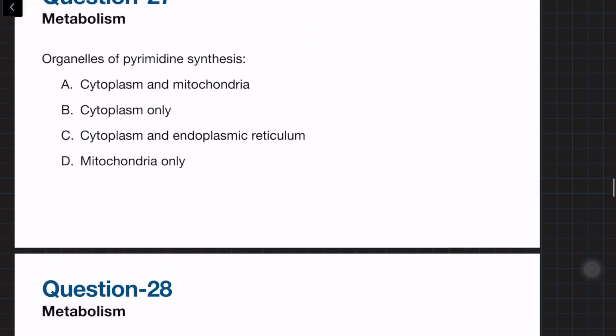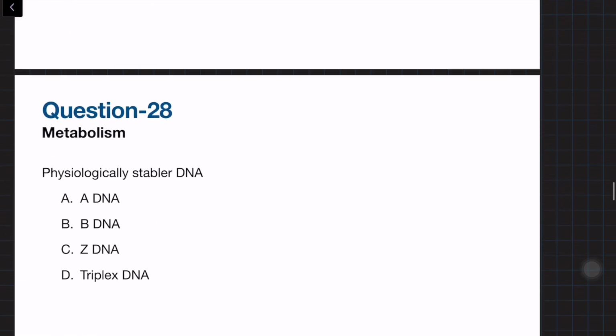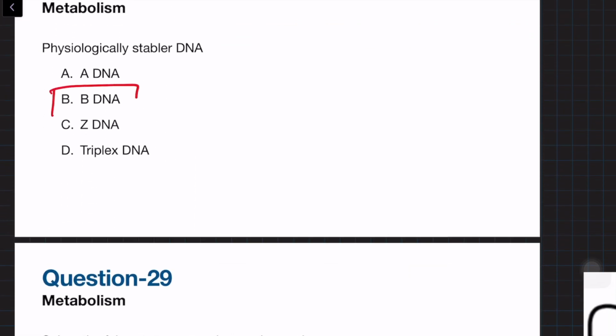Organelles of pyrimidine synthesis: pyrimidine synthesis happens in the cytoplasm and mitochondria. This is the answer. Pyrimidine synthesis is not an important process to completely memorize, whereas purine synthesis you should memorize. Salvage is not important, but degradation, that is the breakdown of purine and pyrimidine, just go through that. For pyrimidine synthesis, just know where it happens, that would be enough: cytoplasm and mitochondria.